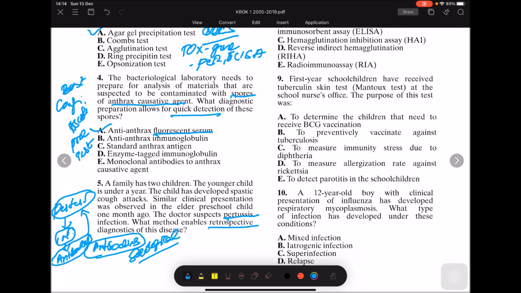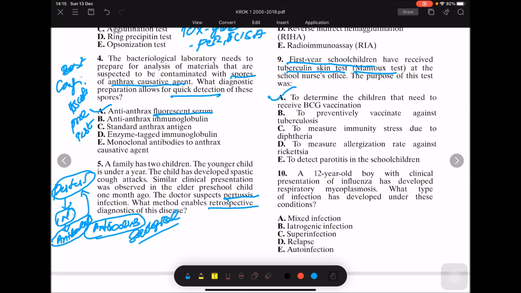So the next question: a first year school child has received a tuberculin skin test, the Mantoux test, at the school nurse office. What is the purpose of this test? This is about BCG. The tuberculin skin test or Mantoux test detects in which children we have to give the BCG vaccination. So if it is negative, we need not give the BCG vaccination. If it is positive, we have to give the BCG vaccination. It is used to determine the children that need to receive BCG vaccination.